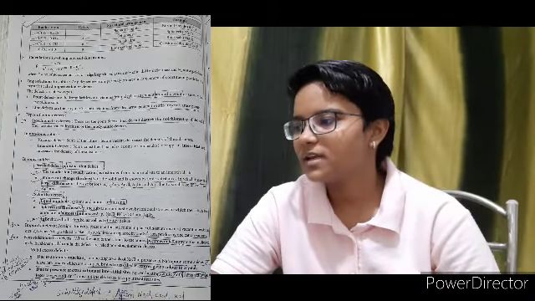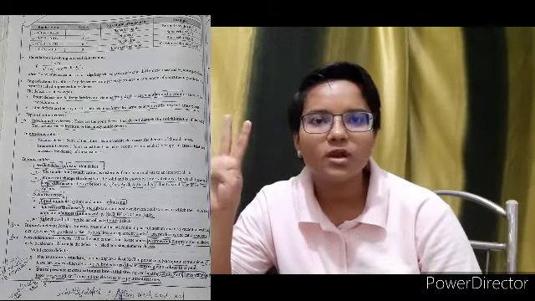Calculation involving unit cell dimension. Density equals Z into M upon Na into a cube, into 10 to the power minus 30 gram per centimeter cube, where Z equals number of atoms per unit cell. Z is 2 for BCC, 4 for FCC. a is edge length in picometer, density of solid, M equals molar mass, and Na is Avogadro number.